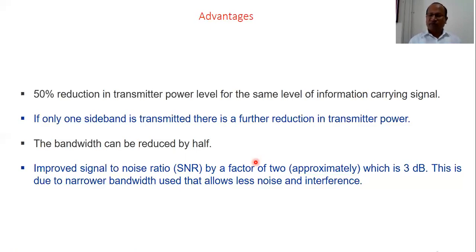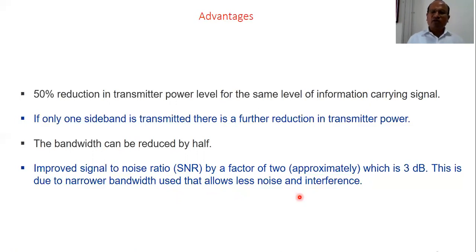And moreover, as I explained earlier, between the two sidebands, the one least likely to be affected can be chosen. This is how we can avoid the possibility of noise or unwanted signal mixing with the original signal, and therefore the SNR is improved. This is due to the narrower bandwidth, which allows less noise and interference.